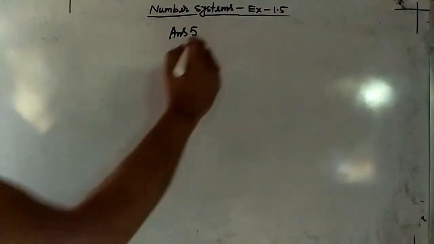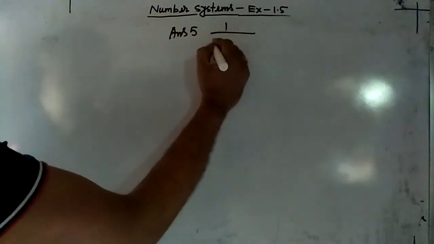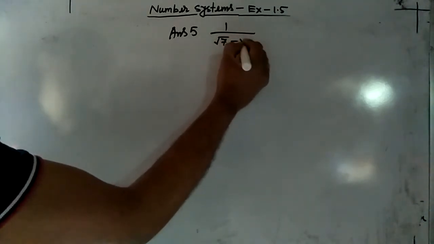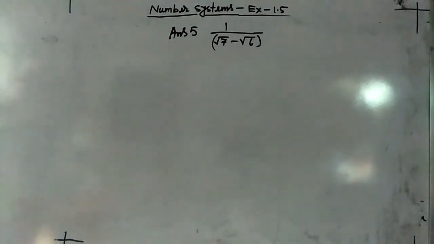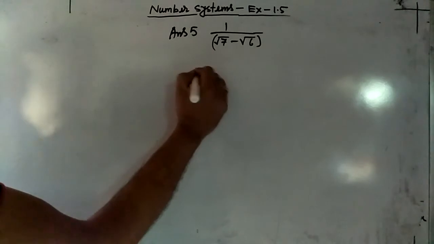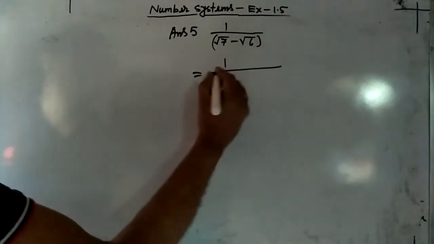Question number 2 is 1 by root 7 minus root 6. So we have to rationalize it. Now here two terms are given. How can we rationalize? We have to use the identity, that is a minus b into a plus b is a square minus b square. Because if we square any square root term, then the root will be removed. Clear? So here a minus b is given.